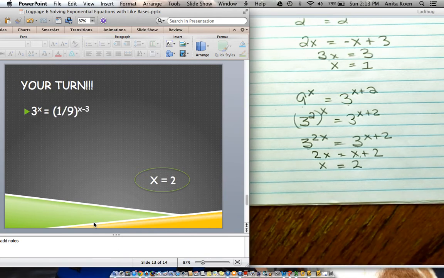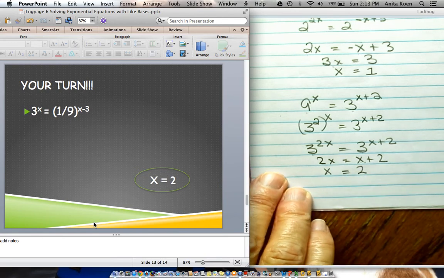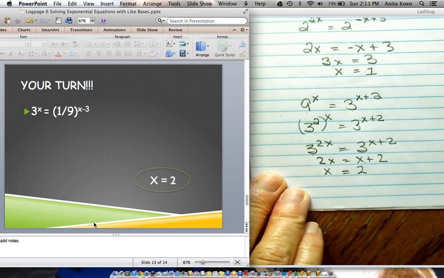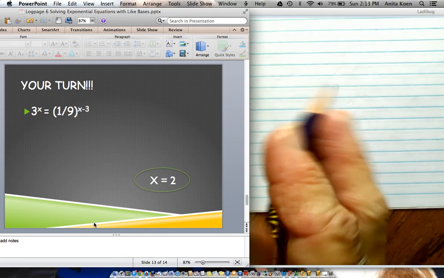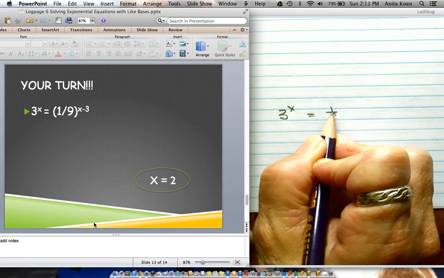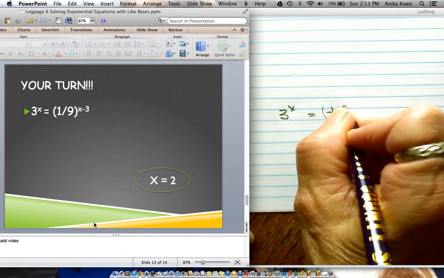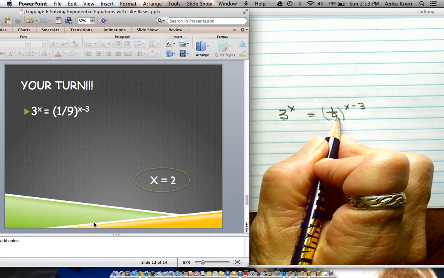Okay, I want you to pause the video and try this one. All right, now let's look at this one together. 3 to the x equals 1/9 to the x minus 3. Common base here is going to be 3.